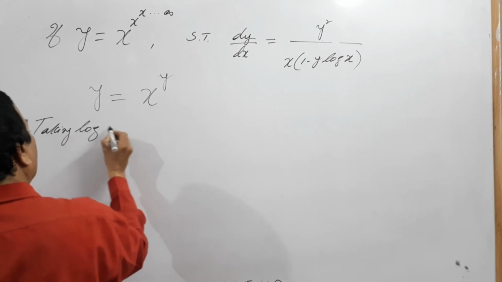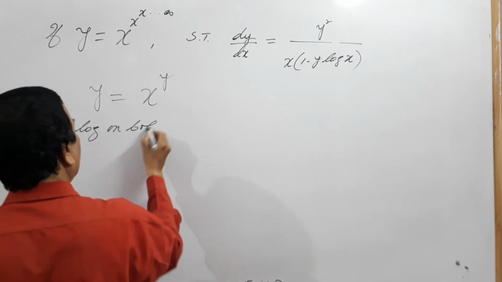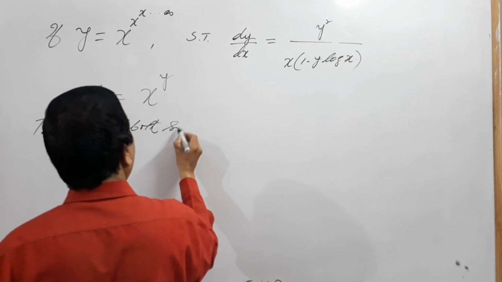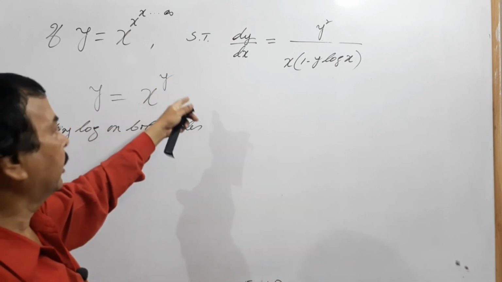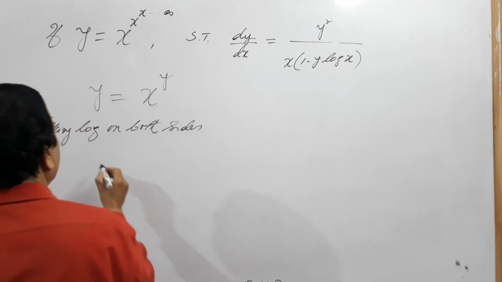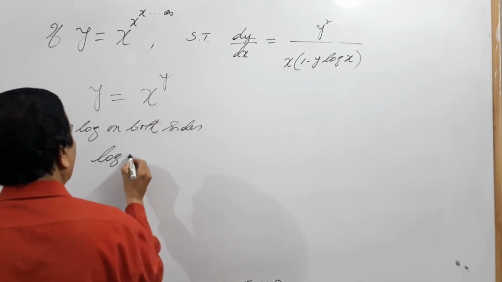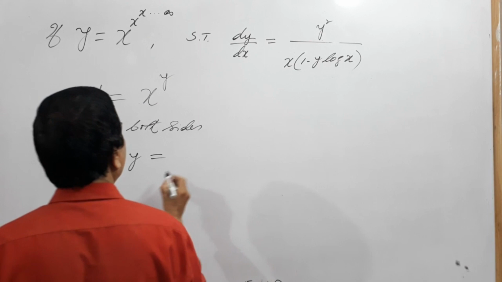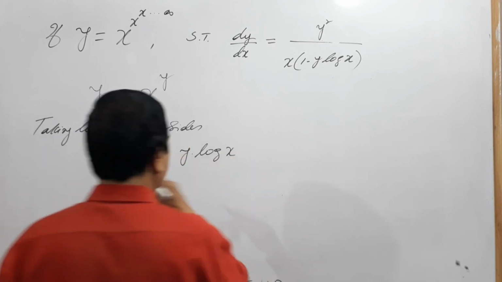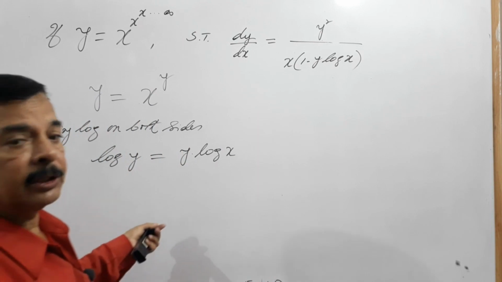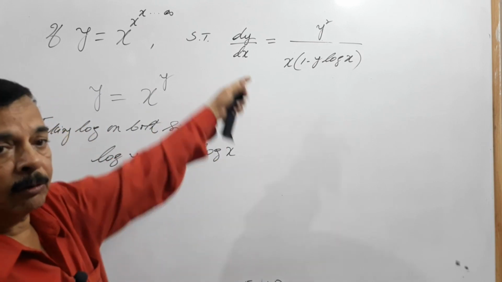Taking log on both sides. Whenever you get something to the power, right thing, then take log. So this becomes log y equals y log x. Now differentiate this. Once you differentiate, we can go to this.